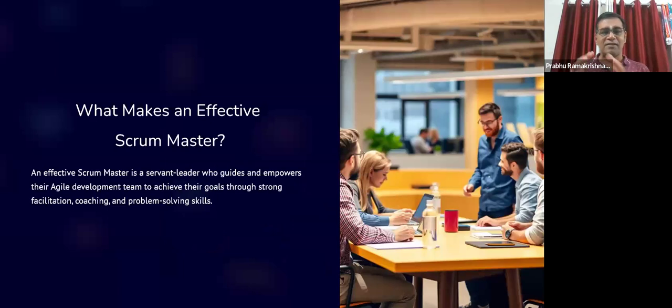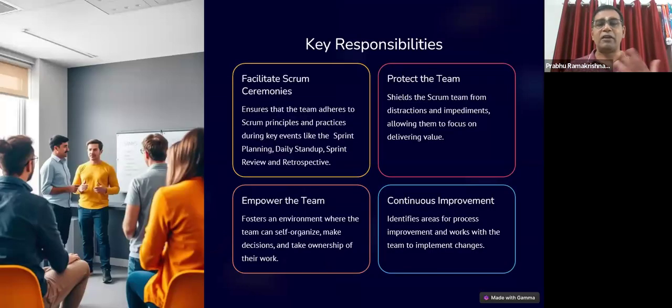An effective Scrum Master is a servant leader who guides and empowers their agile development team to achieve their goals through strong facilitation, coaching, and problem-solving skills. This is what you need to develop as an effective Scrum Master. Your key responsibility is facilitating the ceremonies, which is not equivalent to scheduling the meeting. Different people might have differences of opinion in different aspects, and you have to bring them onto the same page. You have to be a mediator, facilitating both people to align.